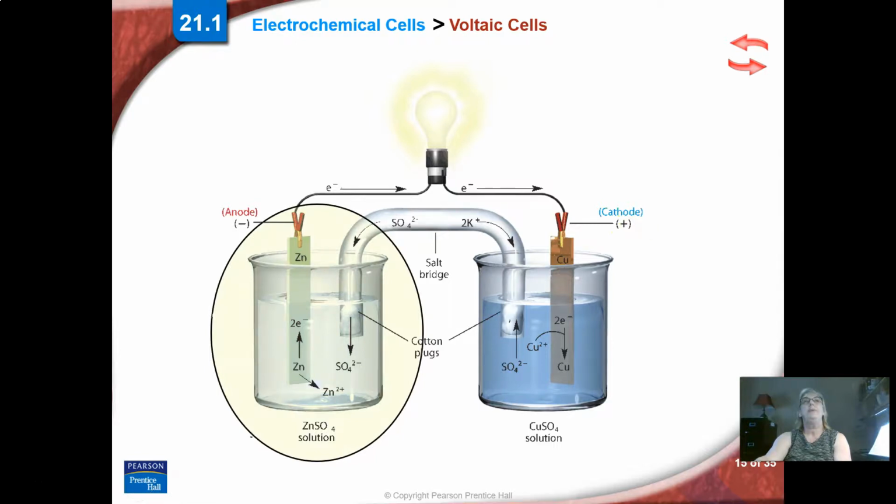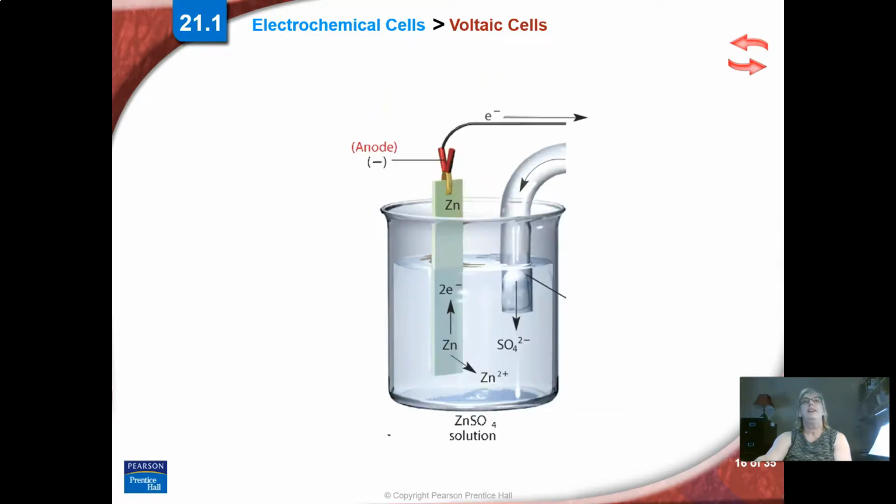And on this side, we'll talk about the anode first. We have the zinc metal wanting to let electrons go, and then it becomes zinc. It jumps off of the metal plate here and goes into the solution as Zn2+ ion. And those electrons start traveling through that wire.